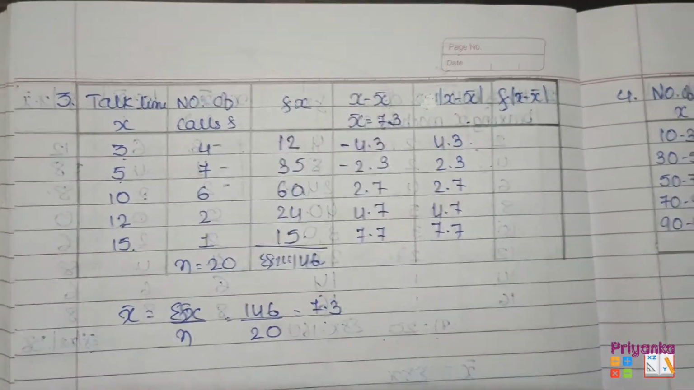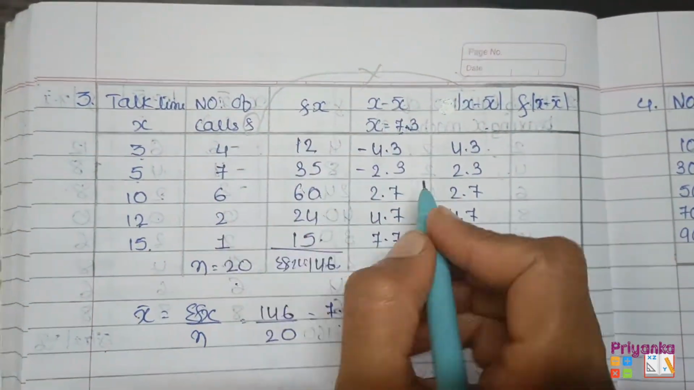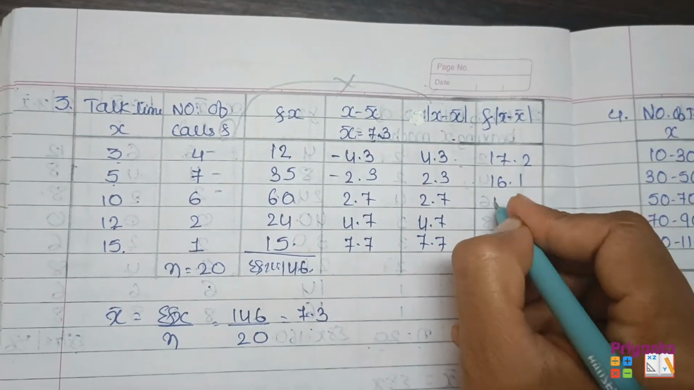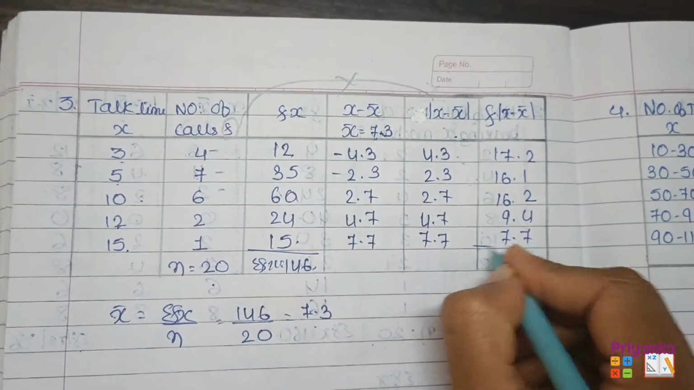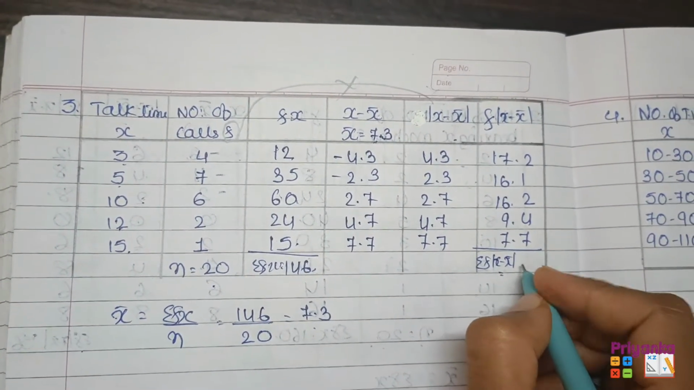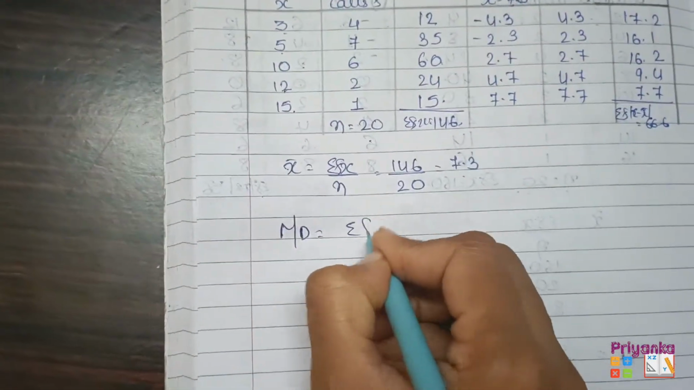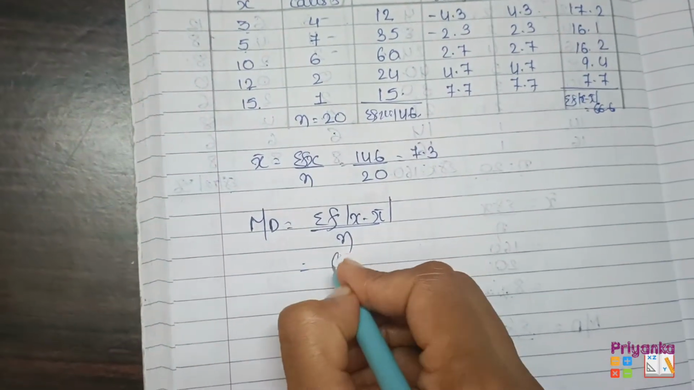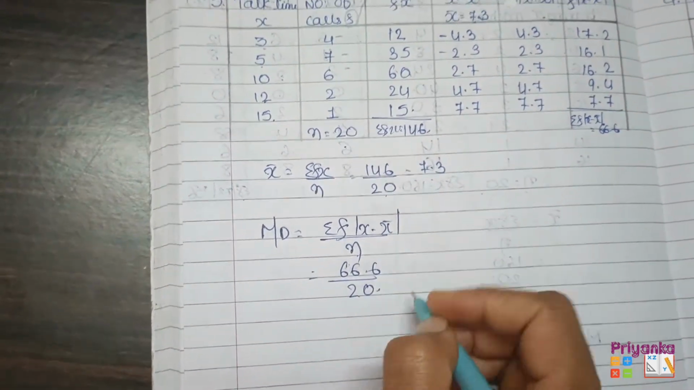Then this column is going to be multiplied with frequency. So multiply, and you will get this answer. You can take your calculator to check the answer. And on the calculation, the total of sigma f absolute bracket x minus x bar is equal to 66.6. So here we'll find the mean deviation, and the formula is this, divided by n. Take the value 66.6 and n value is 20. On the calculation you will get 3.33.